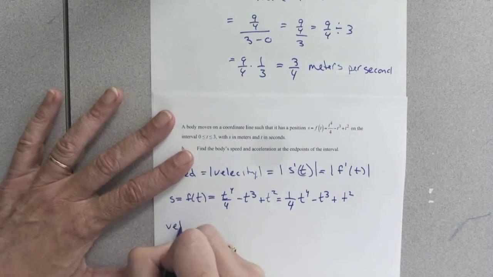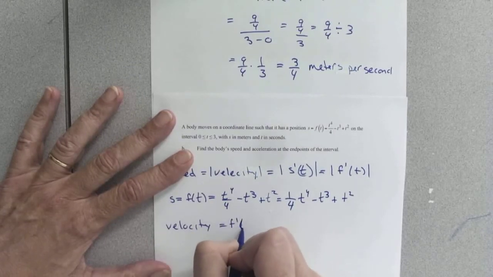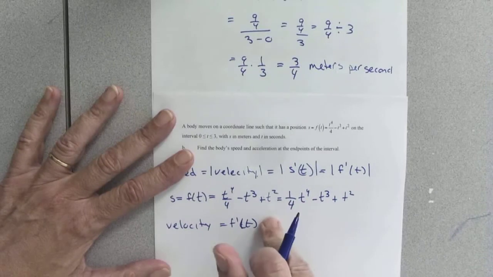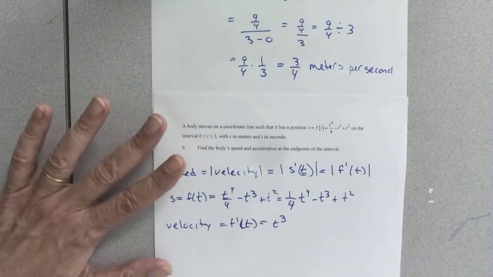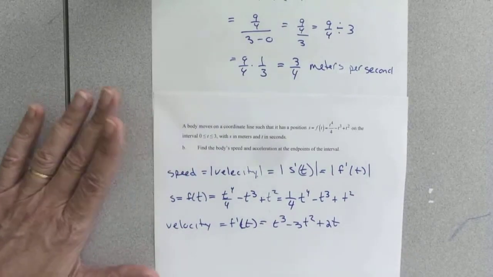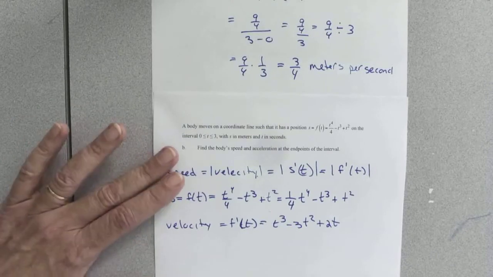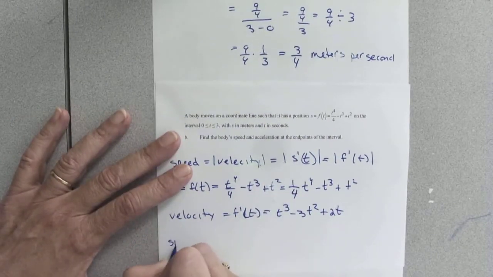And so my velocity is given by my derivative. Multiply by the exponent, decrease the exponent by 1. Those 4's cancel. So I get t cubed minus 3t squared plus 2t. So there's my velocity. Then it said at each endpoint.